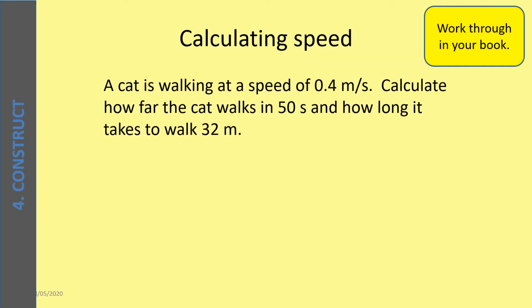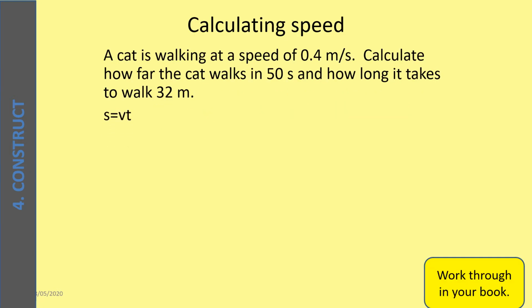Let's have a look at a worked example. A cat is walking at a speed of 0.4 meters per second. Calculate how far the cat walks in 50 seconds and how long it will take to walk 32 meters.